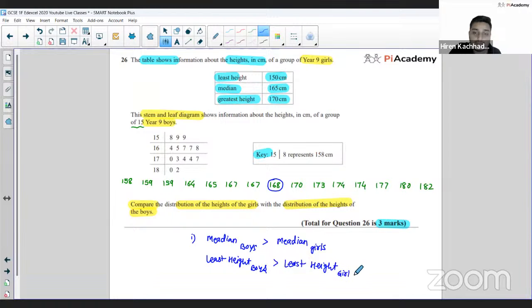Yeah, and one more observation. Let's say the greatest height. So the greatest height is 170 here, and here it is 182, right? So this is also like boys have more. So the greatest height of boys is greater than the greatest height of girls, right?